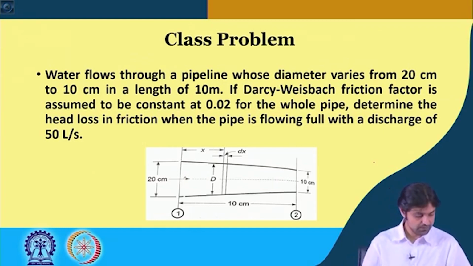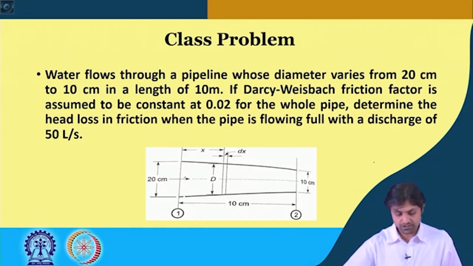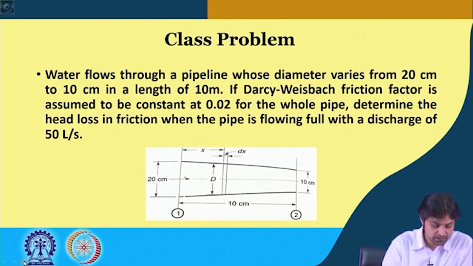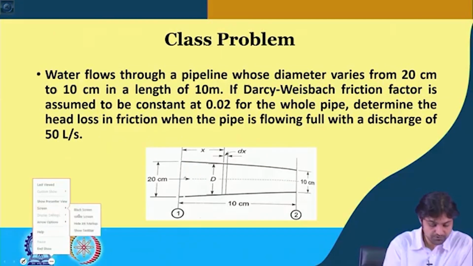All right. So, the question says that water flows through a pipeline whose diameter varies from 20 centimeters to 10 centimeters in a length of 10 meters. If the Darcy-Weisbach friction factor is assumed to be constant, so F is given constant at 0.02 for the whole pipe, determine the head loss in friction when the pipe is flowing full with a discharge of 50 liters per second. So, we are going to solve this question.